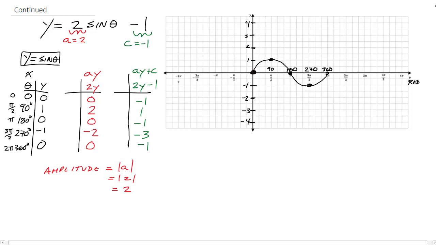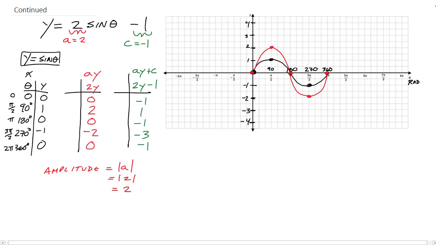So 0 over 0 up, same spot. 0 over 2 up, 0 over 2 up here. And then 180, back at 0. 270, we're at -2. And then back at 0. So notice how the amplitude got bigger. Now all the y-coordinates are twice as high or twice as low. So my amplitude is this distance from here to here. It's 2, or from here to here, it's 2.